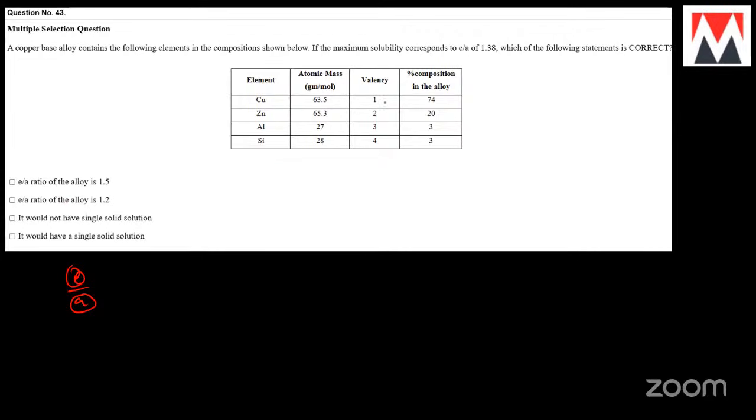Okay, a copper base alloy contains this. For this composition, what is it you are getting? So let us calculate number of electrons. Let us calculate number of atoms. So for copper zinc alloy, what is the composition? What are the electrons which you get? First, let us consider the whole is 100 grams. So now copper will be 74 by 63.5. Zinc will be 20 by 65.3. Aluminum will be 3 by 27. Silicon will be 3 by 28.